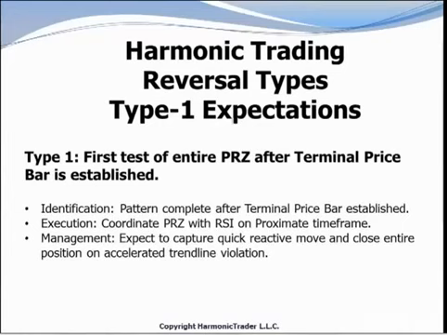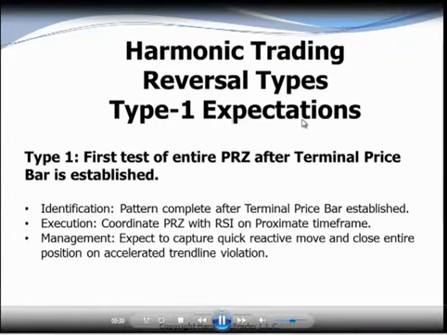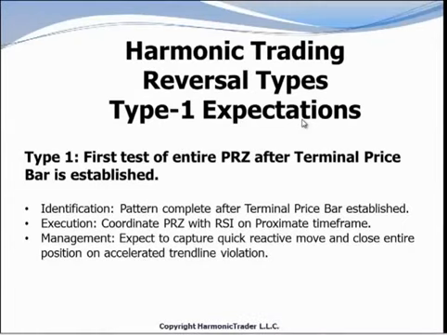Now we're looking at harmonic trading reversal types. It's really important to distinguish the type 1 versus type 2. Now the type 1, that's the first test of the entire PRZ after the terminal price bar has been established, and that's, as we looked at in that prior example, what shows us a type 1 reversal. As far as identification, we consider the pattern complete after that terminal price bar has been established. With these type 1 reversals, we want to coordinate the PRZ with the RSI on the proximate time frame.